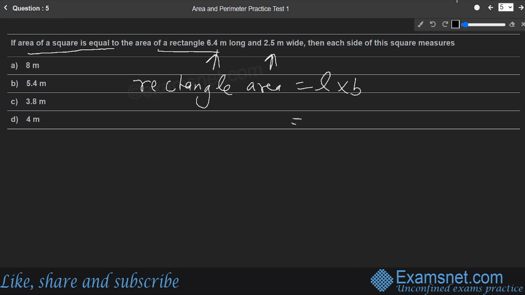How much is the length given to us? It's given to us as 6.4. How much is the breadth? It is 2.5. So if you multiply 6.4 into 2.5, it comes out to be 16 square meter. So that is the area of the rectangle.